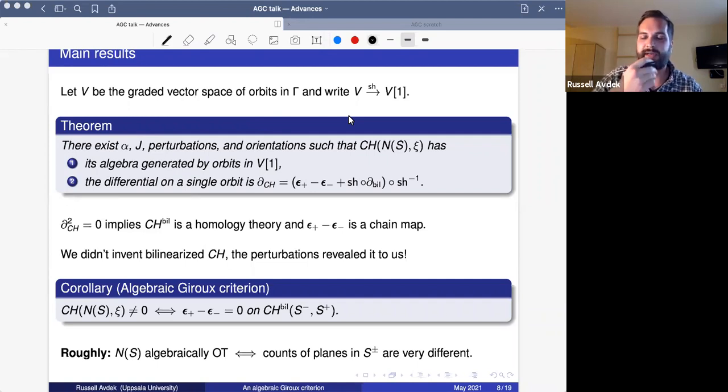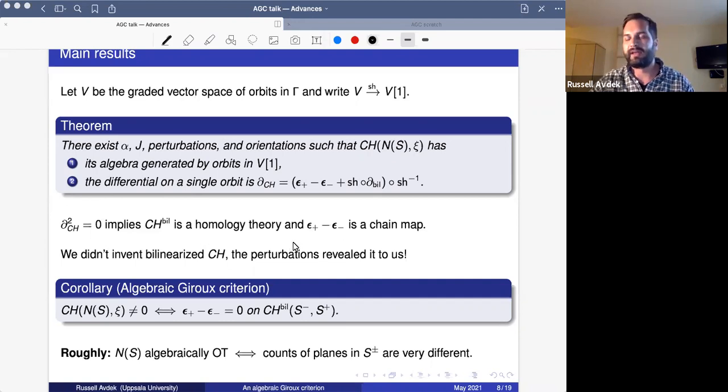Its algebra will be generated by the orbits in gamma, shifted up in grading by 1. And the differential applied to an orbit is the count of planes in S plus minus the count of planes in S minus. So that gives us our 0th order term, plus the bilinearized contact homology differential. And so those count holomorphic cylinders. And so d squared equals 0 in contact homology tells us that bilinearized contact homology is a homology theory, and that epsilon plus minus epsilon minus is a chain map.